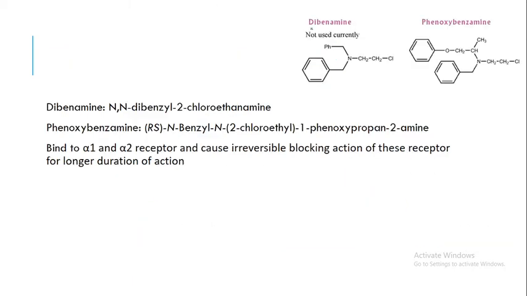The drugs are dibenamine and phenoxybenzamine. These two drugs bind to the alpha 1 as well as the alpha 2 receptor and cause an irreversible blocking action on these receptors, and that is due to the longer duration of action. So why is it called irreversible? Because once the receptors are alkylated, it is a kind of irreversible binding. And due to irreversible binding, that may produce the longer duration of action.